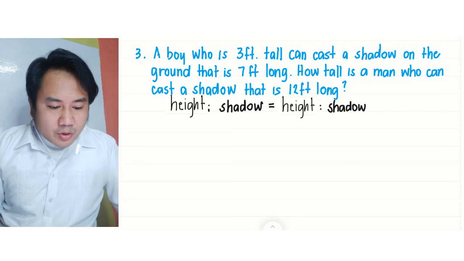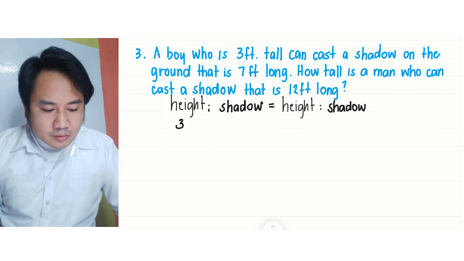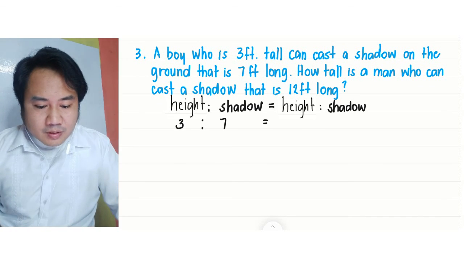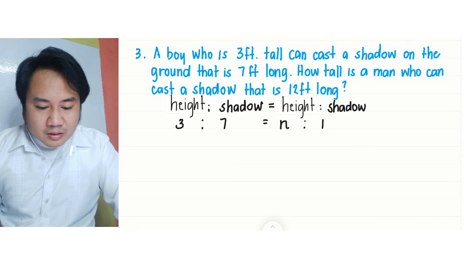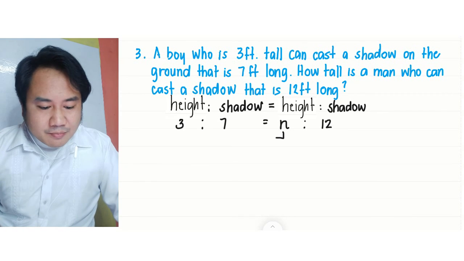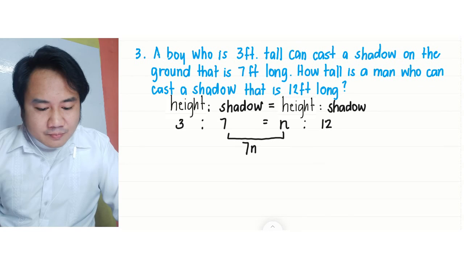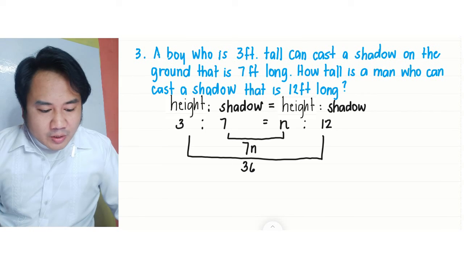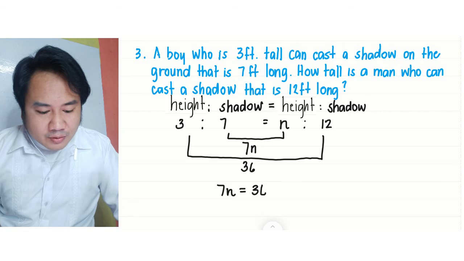The height of the boy is 3 feet. Ang shadow niya, 7 feet. Gaano katangkad yung lalaki kung ang shadow niya, 12 feet? Multiply the means and the extremes. 7 times n is 7n. 12 times 3 is 36. Equate the two. 7n equals 36.